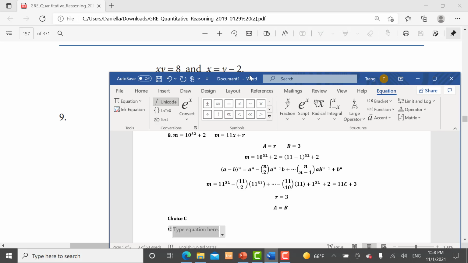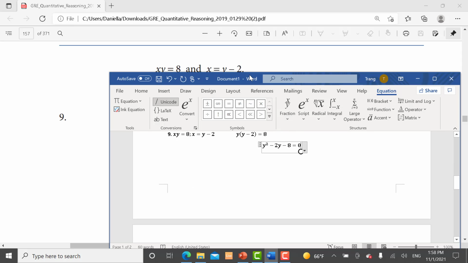I got xy is 8. And I got x is equal to y minus 2. So from here, if I substitute x by y minus 2, I have y times y minus 2 is equal to 8. Which means y squared minus 2y minus 8 is equal to 0. And I'm going to factor it. So I have y minus 4 times y plus 2 is equal to 0.